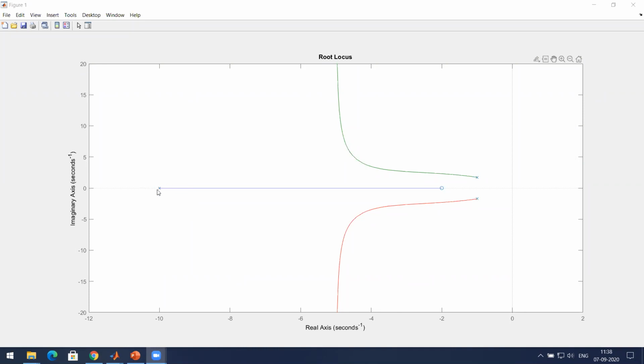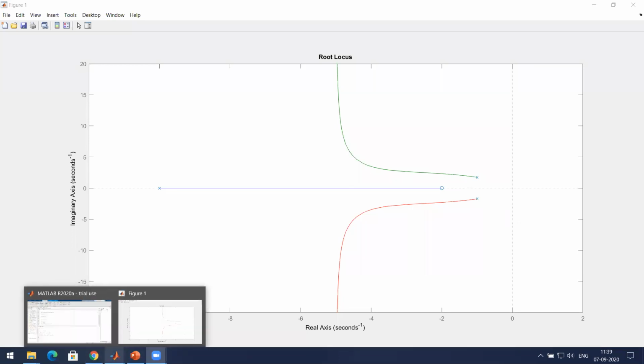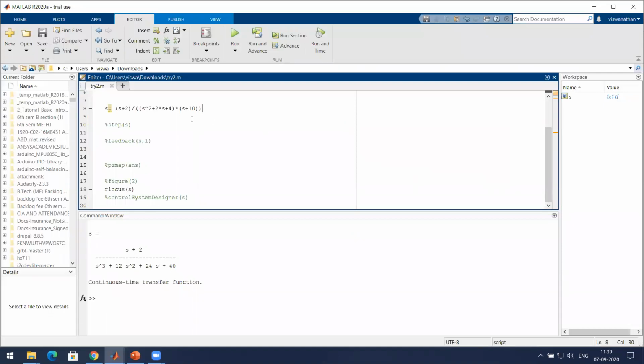What do you mean by ignoring this pole? If you remove this pole, what happens to the order of the system? It changes from third order to second order. There are only 2 poles remaining, so you can use the damping ratio and the natural frequency concept. So how do we remove this pole?